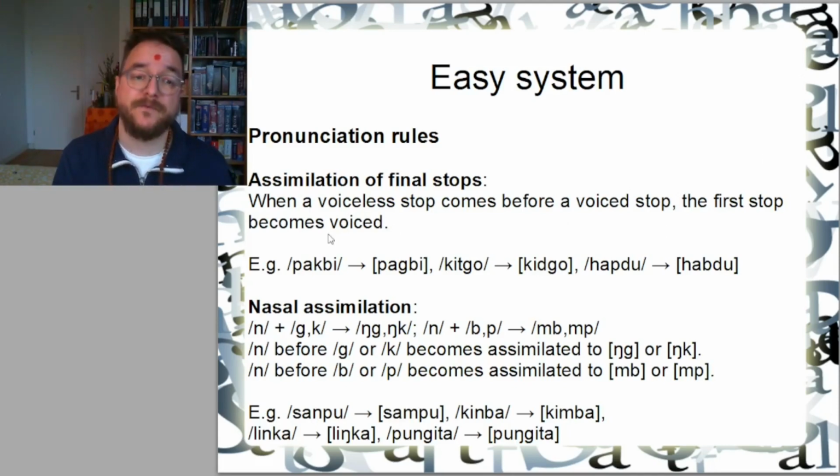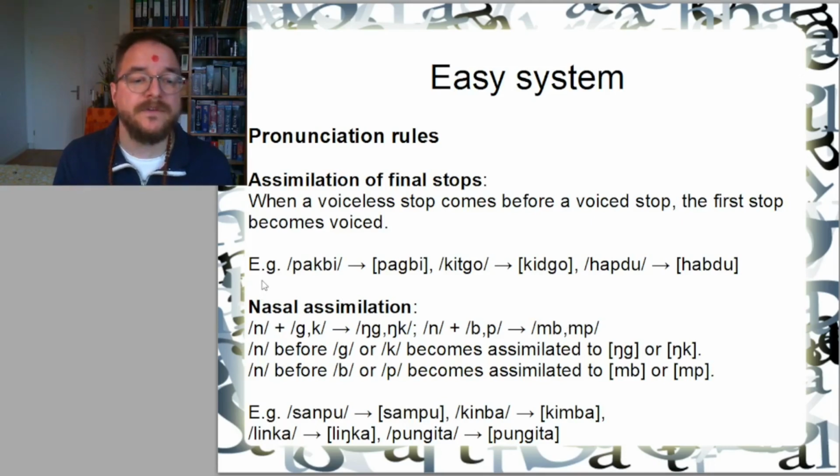What does that mean? For example, if we have the word pakbi, the k here is voiceless, but the next syllable begins with a voiced stop, so this last voiceless stop becomes voiced. So pakbi becomes pagbi. Another example would be kitgo becomes kidgo. So those two consonants become more similar. Habdu would become habdu.